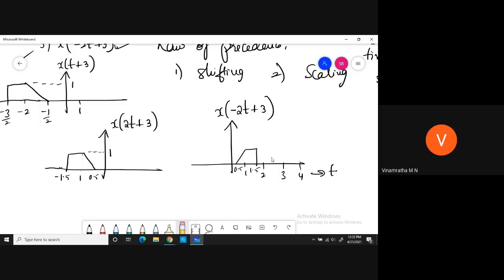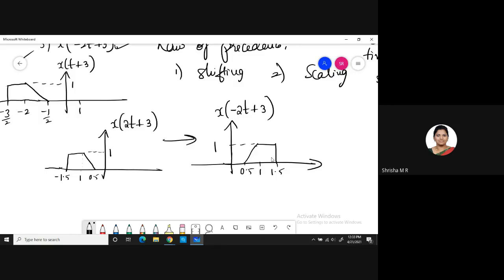Is it clear? Followed? So 0.5, 1, 1.5. I am just folding it about the y-axis. This is 0.5, 1, 1.5 with an amplitude 1. Time reversal. Understood?